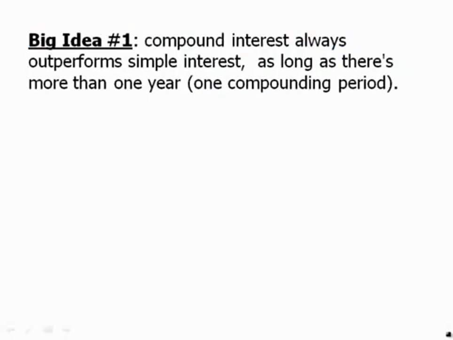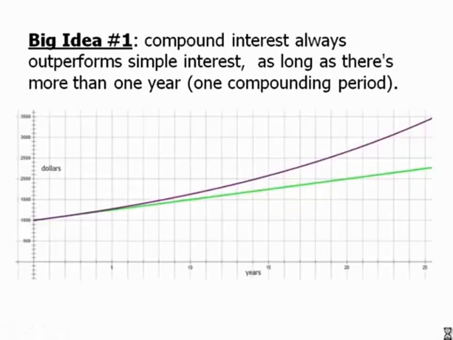So big idea number one, compound interest always outperforms simple interest as long as there's more than 1 year. That is to say, as long as there's more than one compounding period. And this graph really summarizes it. The green line is the straight line of simple interest. The purple curve is the line of compound interest. Notice that it curves away from simple interest. It accelerates away from simple interest. So in the short term, it does a little bit better than simple interest, but then the longer we go, the more it diverges, and it does much, much better than simple interest does.